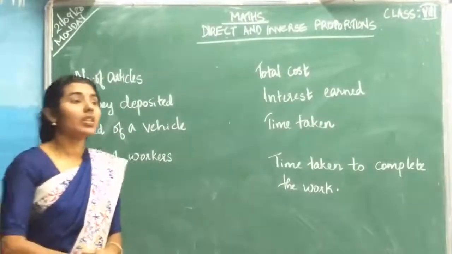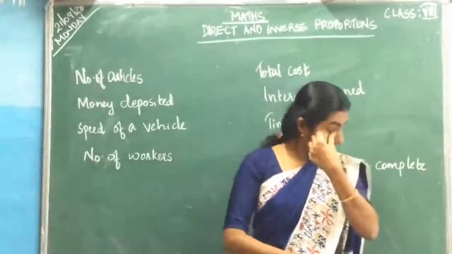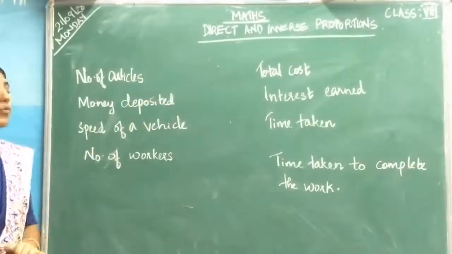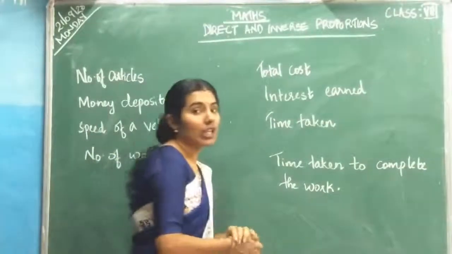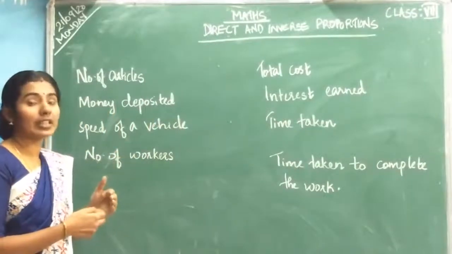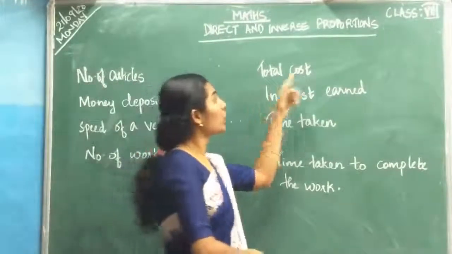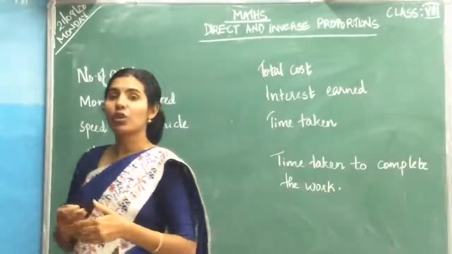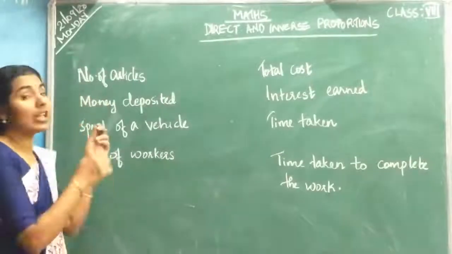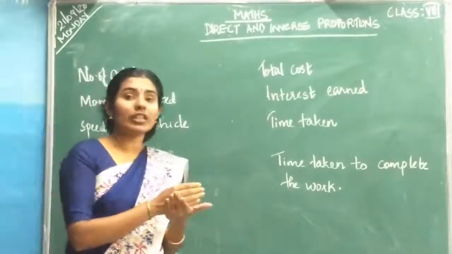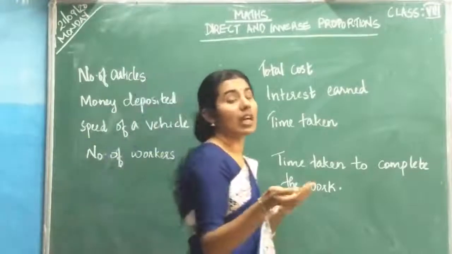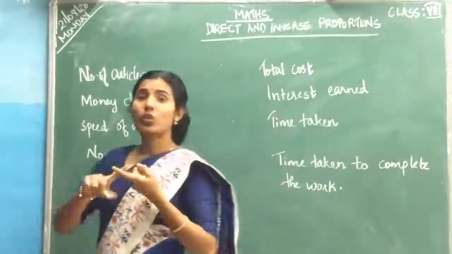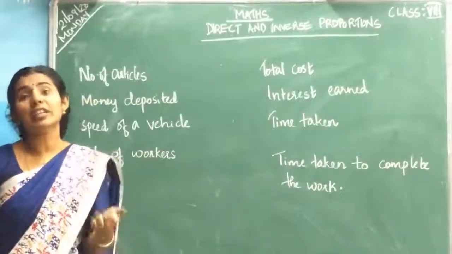For example, sometimes you will say, when the number of articles is increasing, what will happen to the total cost? If you are increasing the number of articles, the total cost also increases, isn't it? So in your day-to-day life, you have seen so many examples where a variation in one quantity will affect the other quantity. If we are varying any quantity, that quantity will affect the other quantity.